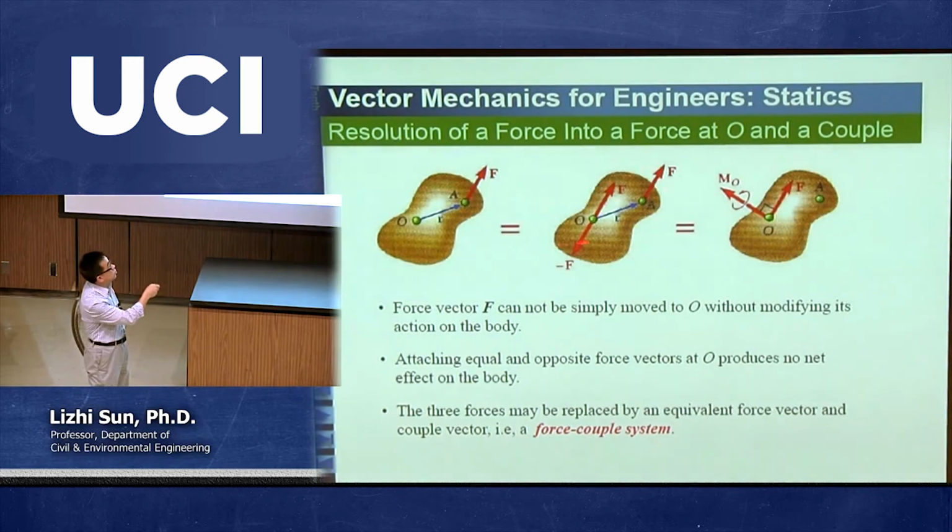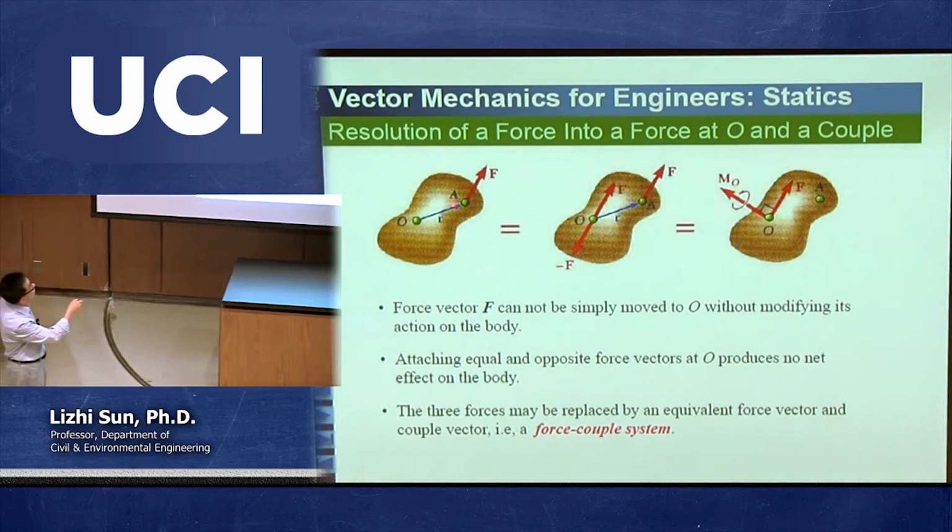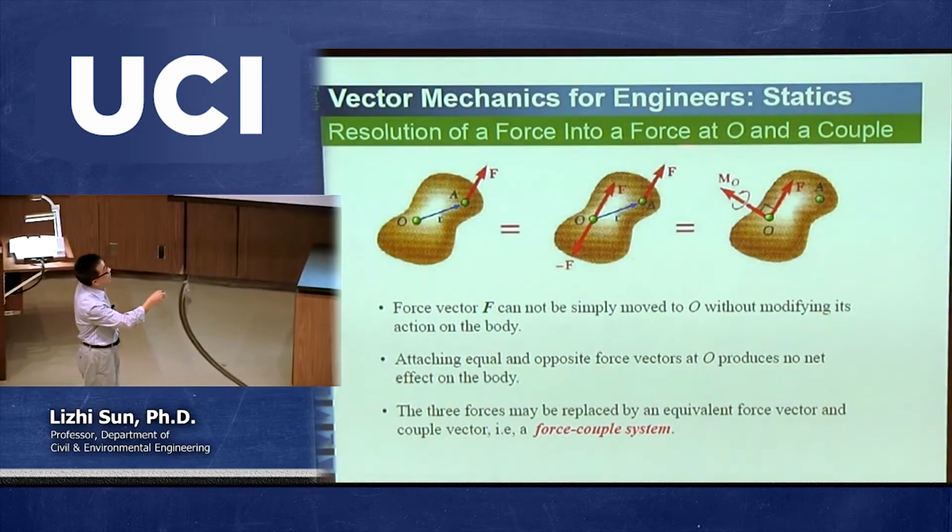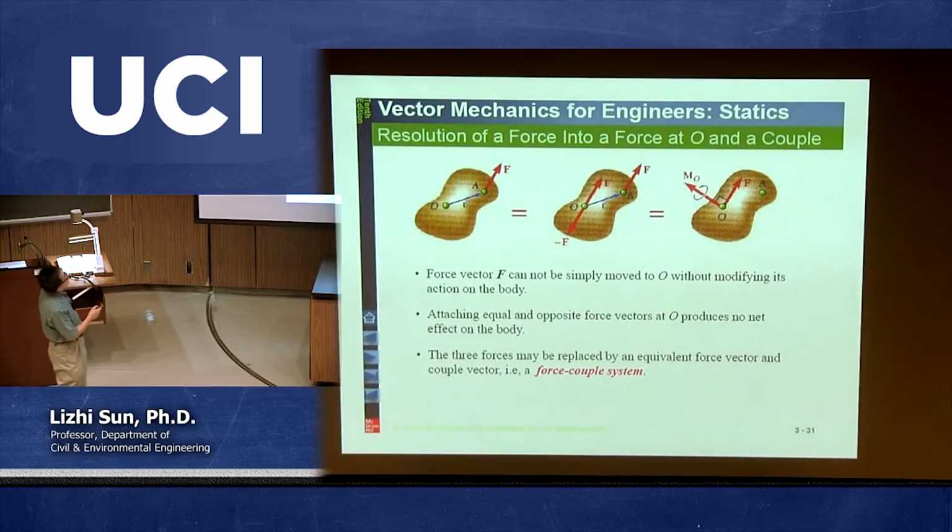I'm going to erase these two forces and write a moment here, which is equivalent to this one. So finally, you find this force is successfully moved from A to O, but you need to add a couple. The reason we want to talk about a moment due to a couple is simply because we want to manipulate forces from one point to another point. And that's the goal. You may say, why do you want to do that?